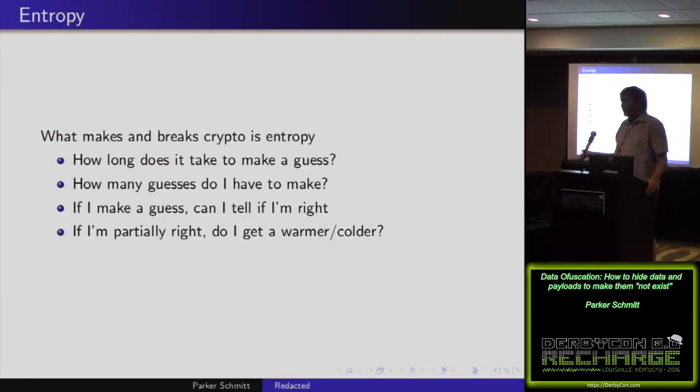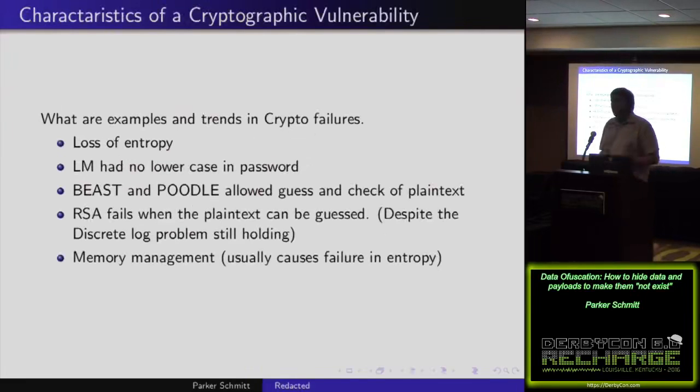So what makes and breaks entropy? What should you think about? First of all, how long does it take to make a guess? If you have a perfect crypto system and a 256-bit key size, ideally you need 2^256 guesses, which makes it impractical. So you have to understand how many guesses you have to make.